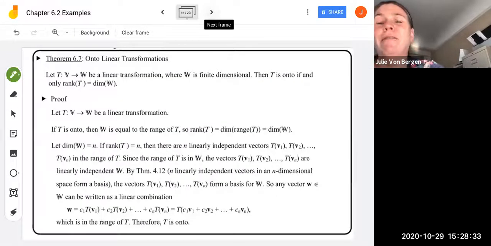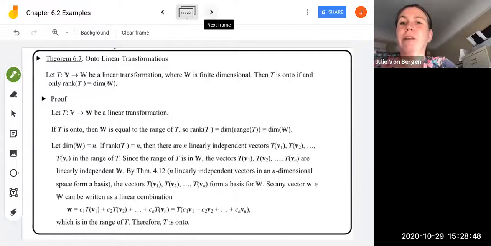And so theorem 6.7 now is about onto linear transformations. So we're going to say T is, again, a linear transformation from V to W, and W is going to be finite dimensional, and that's important. Then T is onto if and only if the rank of T equals the dimension of W. So this is what we were talking about, that every dimension of W is taken up by T. It's mapped totally onto that.